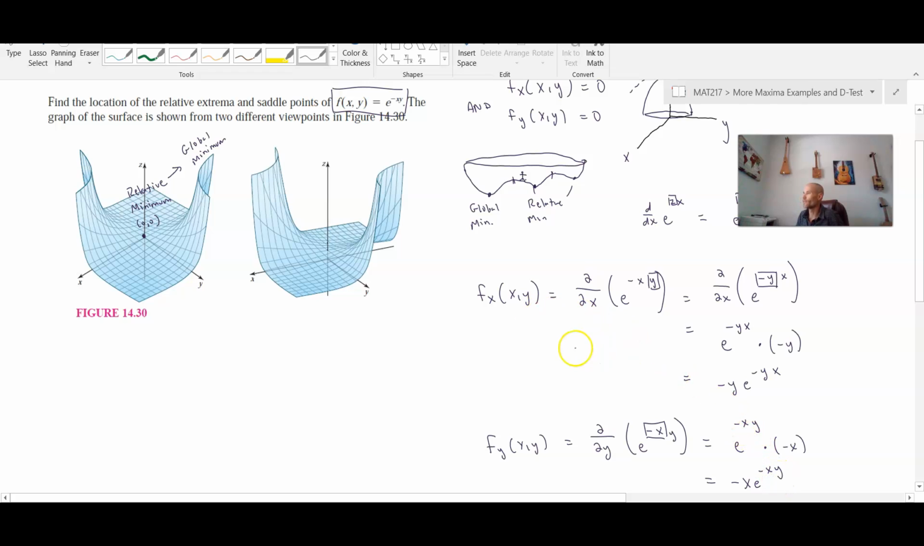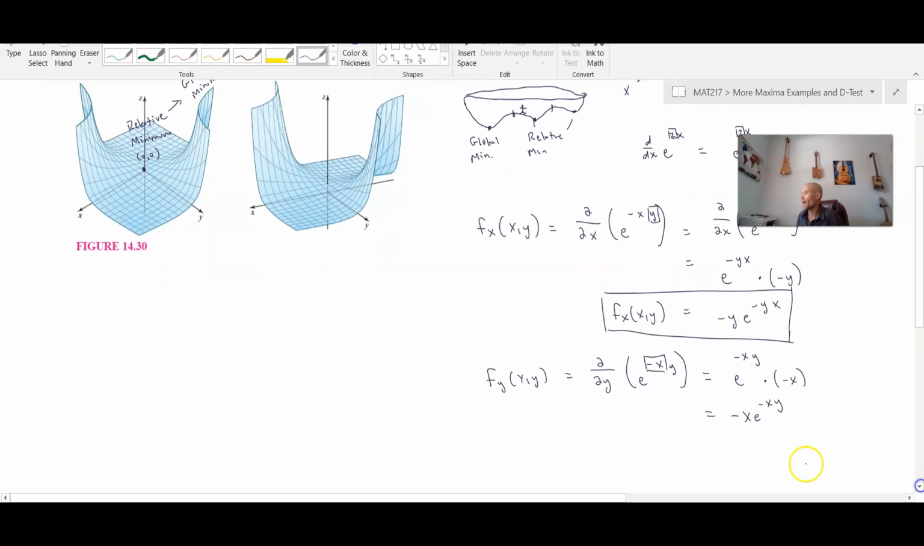So we have our two partial derivatives: f sub x, the derivative with respect to x of our function, and the derivative with respect to y of our function. And now we need to set these equal to 0. So I am going to take negative y e to the negative yx and set it equal to 0. You don't necessarily need to write "set" above the equal sign. This just makes it clear that we're doing the setting equal to. It's not always equal to 0. And then we can do the same thing for the partial with respect to y. Set it equal to 0.